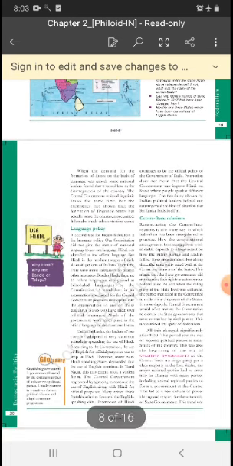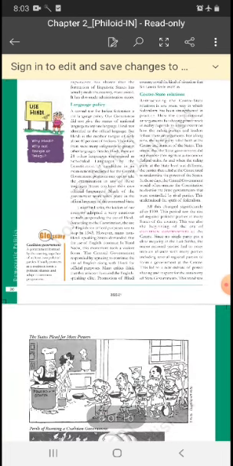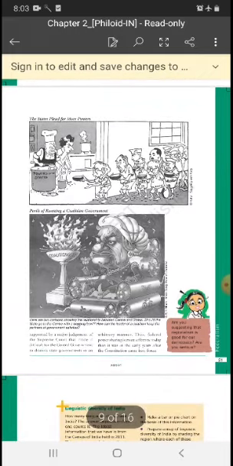Now we'll see decentralization in India. When power is taken away from the central and the state governments and is given to the local government, it is called decentralization. The basic idea behind decentralization is that there are a large number of problems and issues which are best settled at the local level. Local people can also directly participate in the decision making.